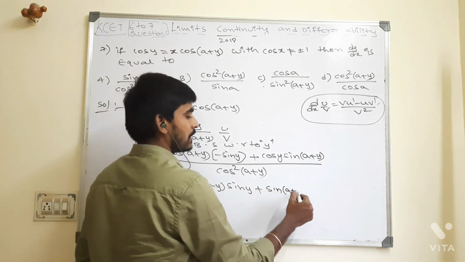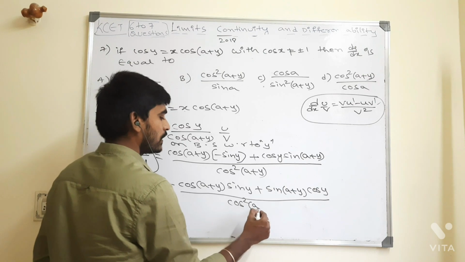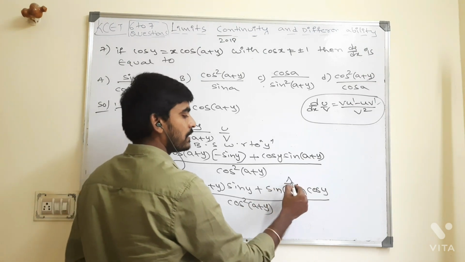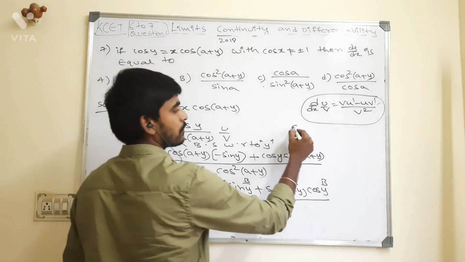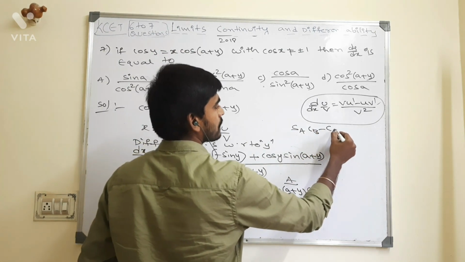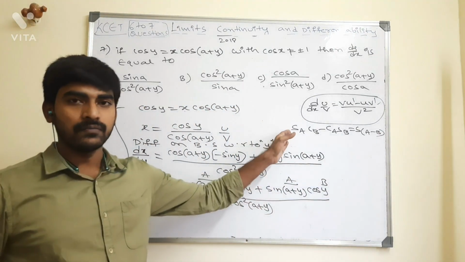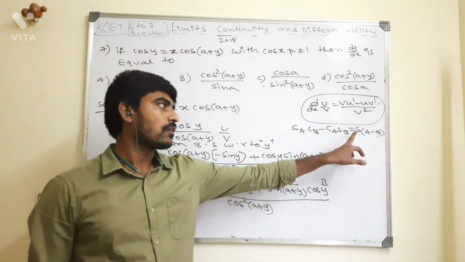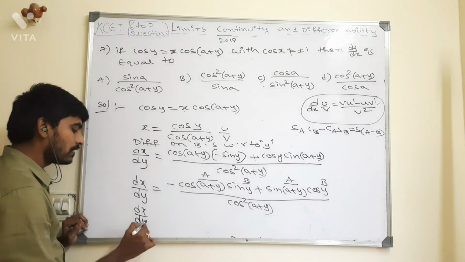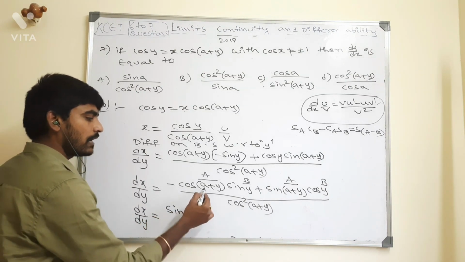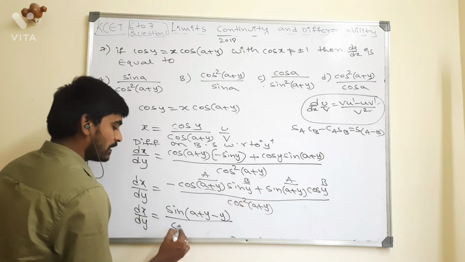Now it is in the form of sin a cos b minus cos a sin b. What is the formula? Sin a cos b minus cos a sin b is sin (a minus b) from trigonometry. So it is in that format, and I can write it as sin (a minus b). So now dx by dy is equal to sin of (a plus y minus y), the whole divided by cos square of (a plus y). Y gets cancelled. So sin a, the whole divided by cos square of (a plus y).